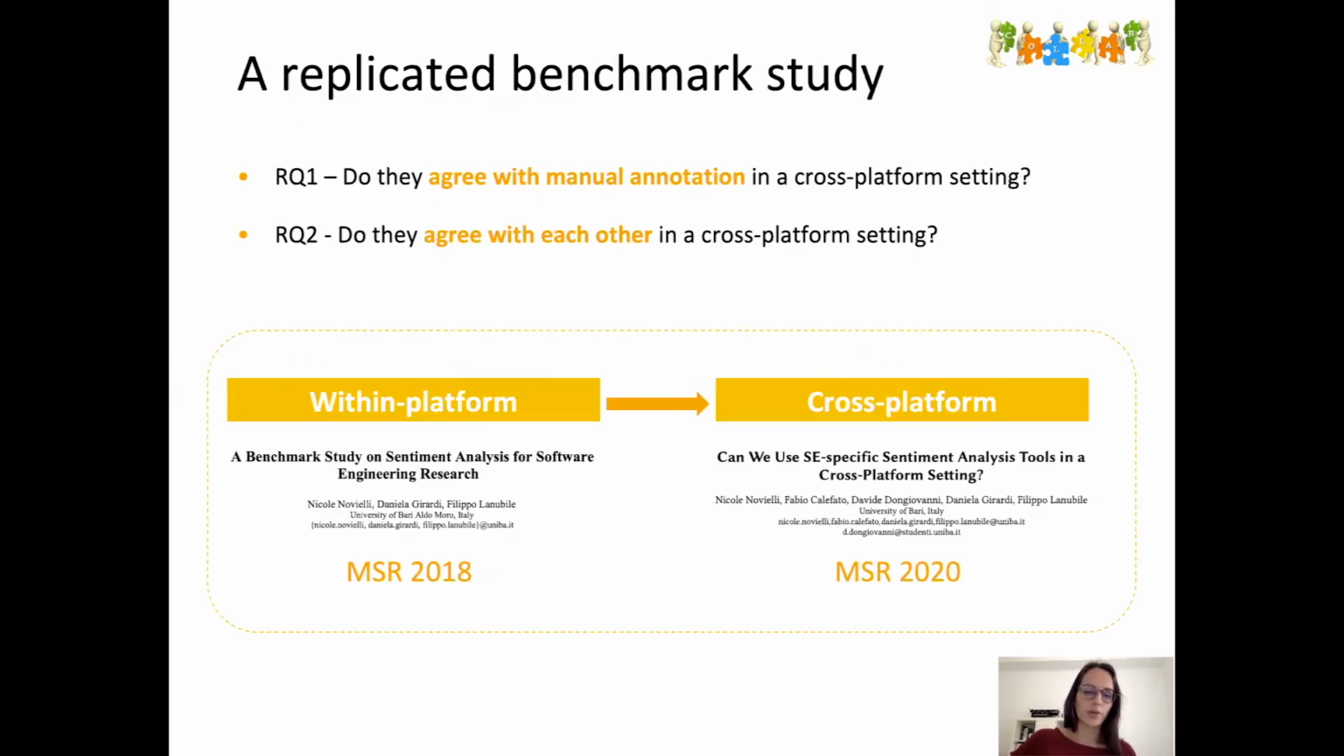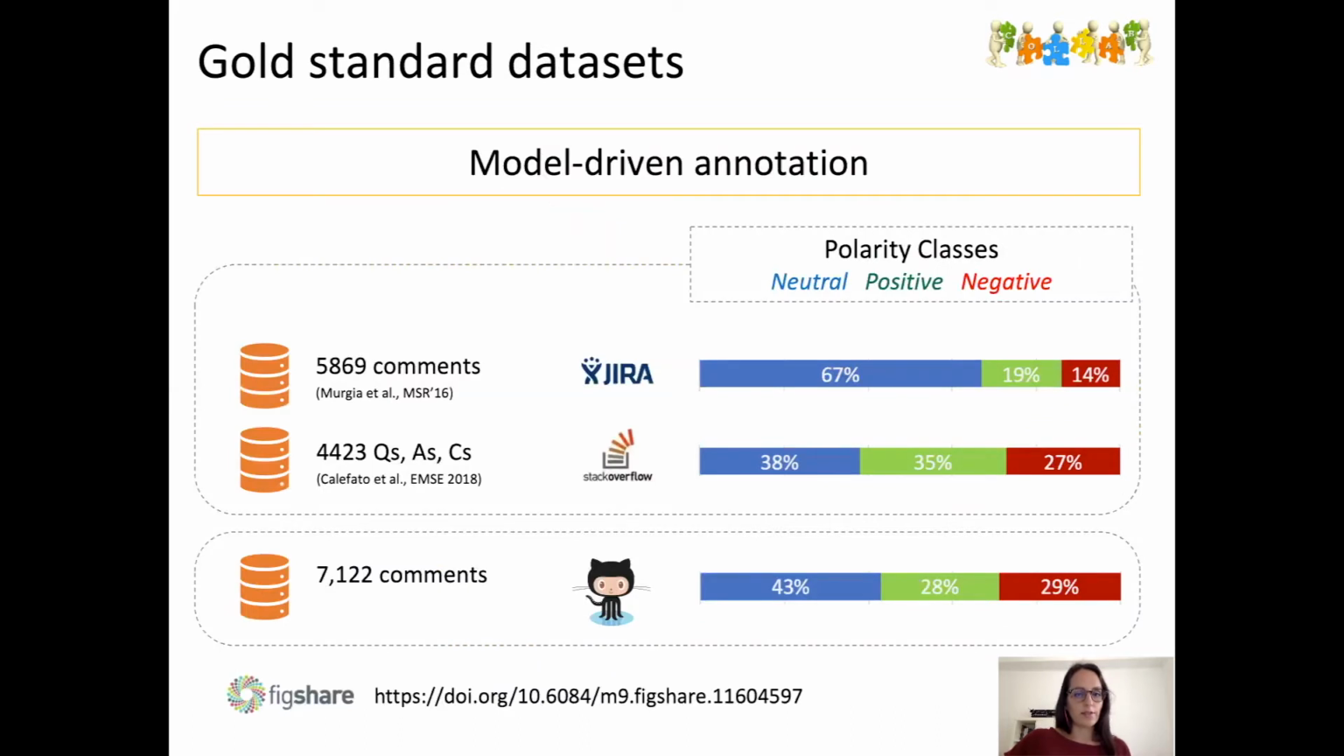To address RQ1 and RQ2, we replicated our within-platform study published at MSR 2019 in a cross-platform condition. We leveraged three different datasets, and we reused the Jira and Stack Overflow datasets, which were previously used in our within-platform study. And we developed a third dataset with GitHub comments for the sake of this study. So overall, in this new dataset, which can be downloaded and reused from Figshare, we have roughly 7,000 comments manually labeled for emotion polarity.